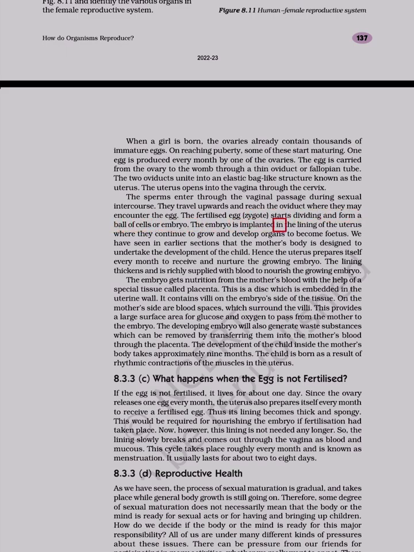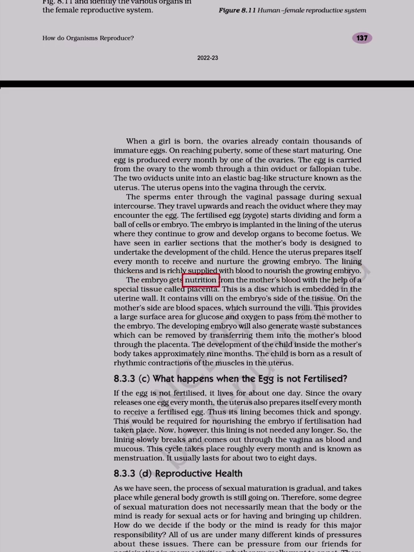The embryo is implanted in the lining of the uterus where it continues to grow and develops organs to become a foetus. We have seen in earlier sections that the mother's body is designed to undertake the development of the child. Hence the uterus prepares itself every month to receive and nurture the growing embryo. The lining thickens and is richly supplied with blood to nourish the growing embryo.